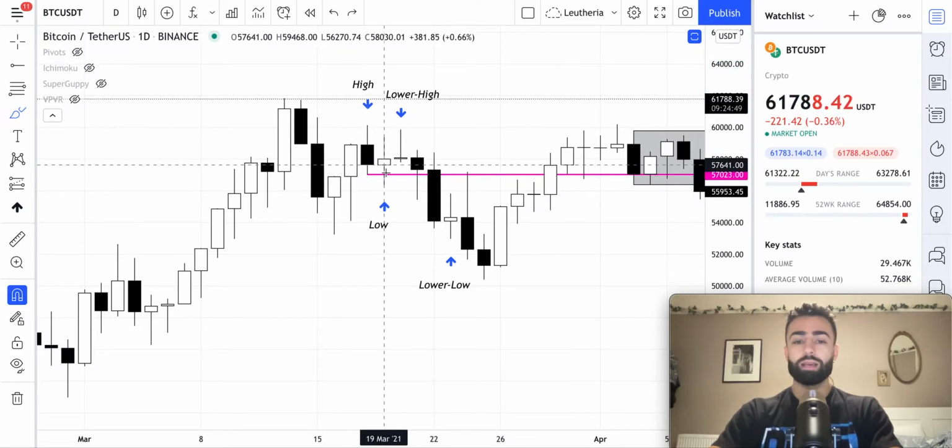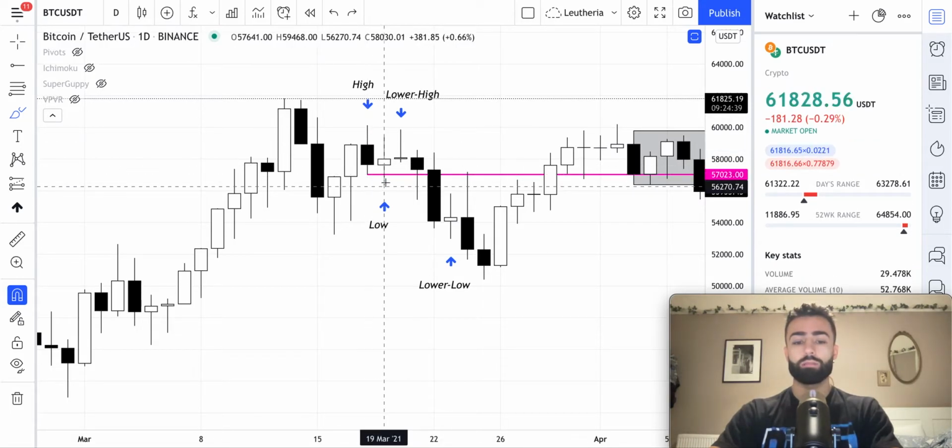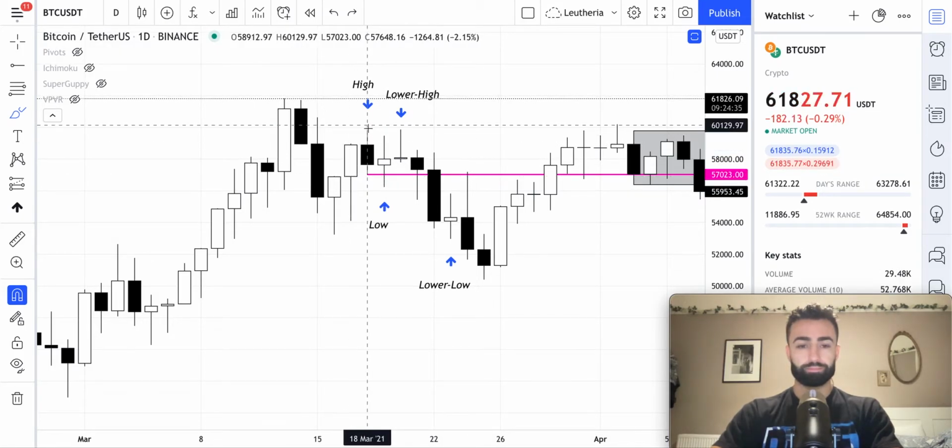So you can see we get that right here. This candle here in March 18th, where we went up to 60,129, is going to be our high. And we know that because that candle's low got broken here by the March 19th candle. And so this is our high.